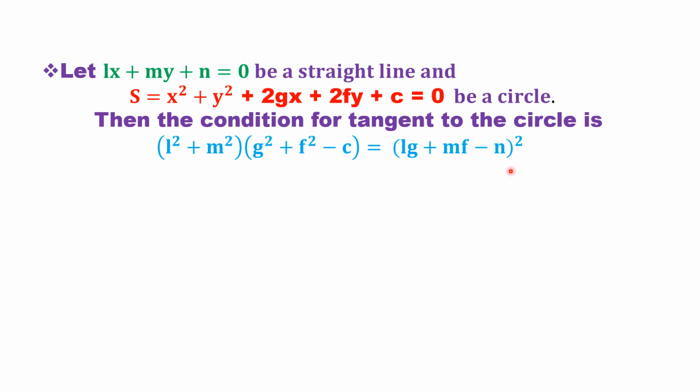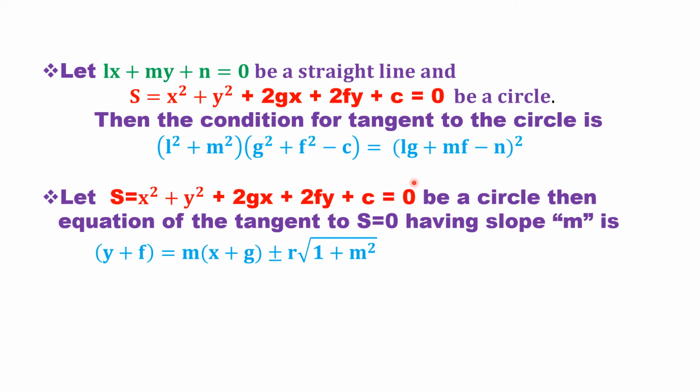Here we observe that in the line Lx plus My plus N equal to 0, the x coefficient and y coefficient are replaced by the center, that is minus g, minus f. This is also whole square. So the condition is (L square plus M square) into (g square plus f square minus c). This is the radius. Square root of g square plus f square minus c is the radius, so here this is r square. R square means squaring, so the square root is cancelled. So (L square plus M square) into (g square plus f square minus c) equal to (Lg plus Mf minus N) whole square.